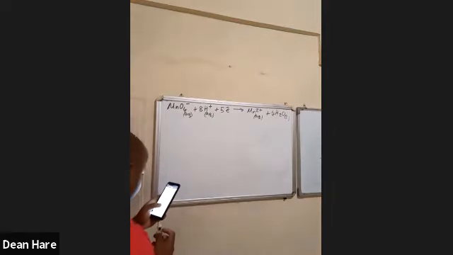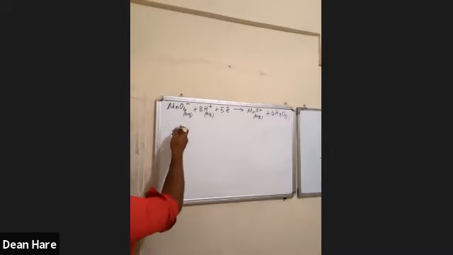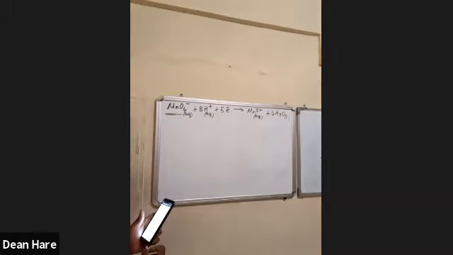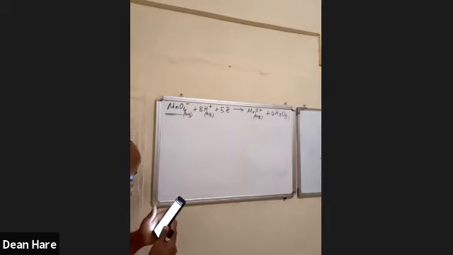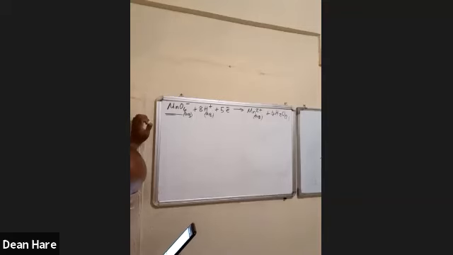So the question says, identify the role played by the permanganate ion in the redox reaction above, which is this one. So what is the role being played by this ion? It is an oxidizing agent. And then it says, explain your answer in terms of oxidation number.